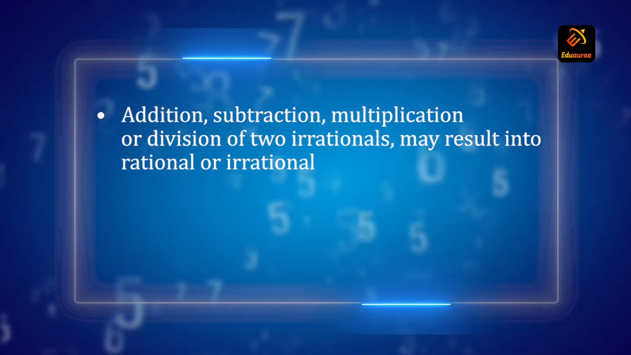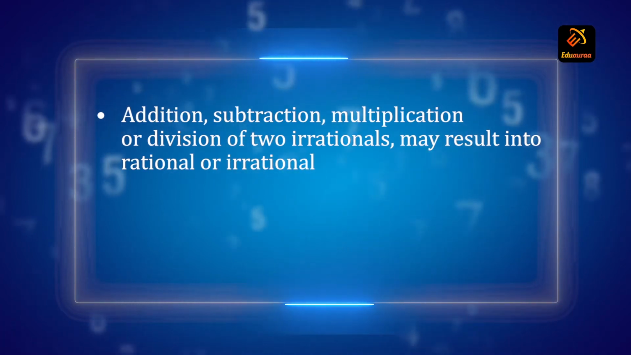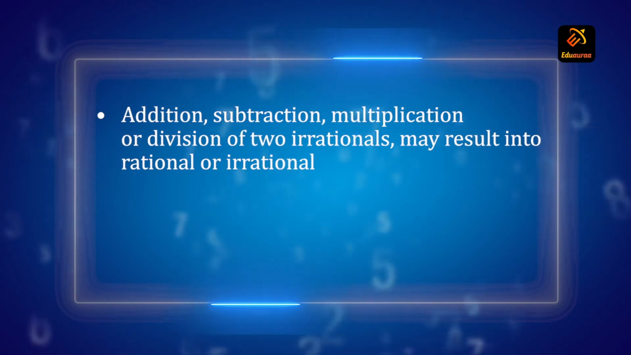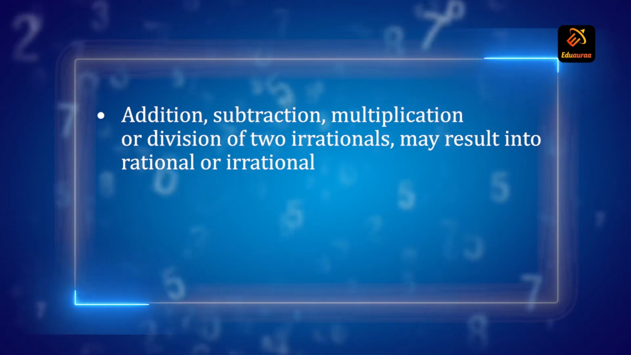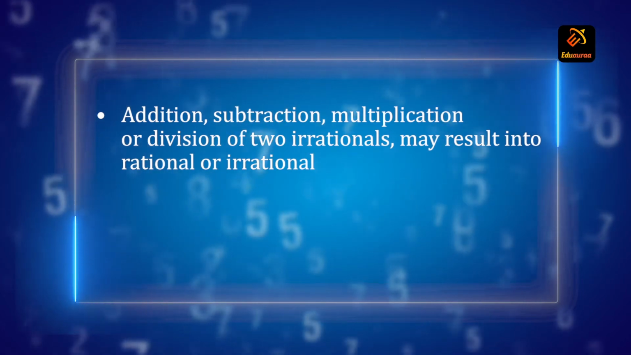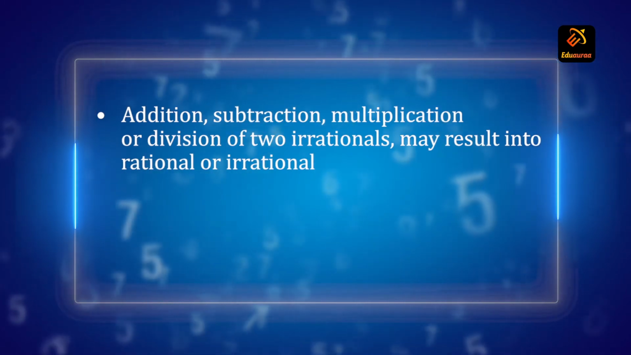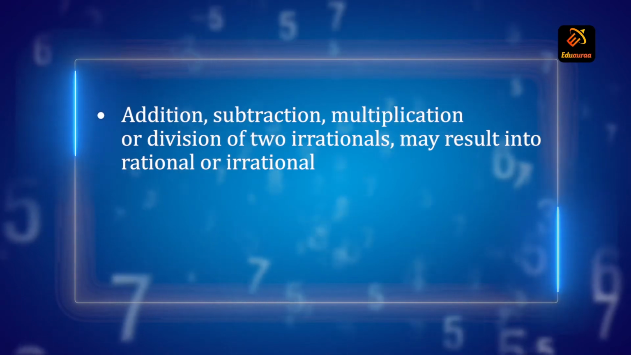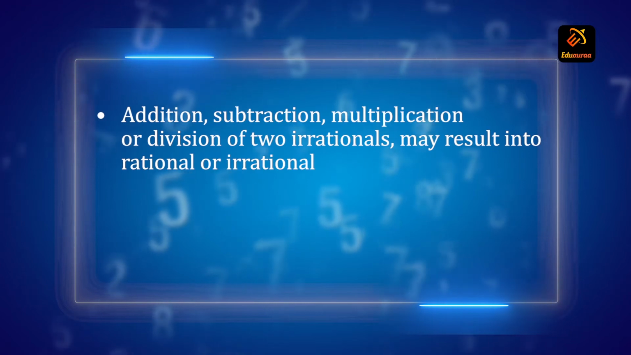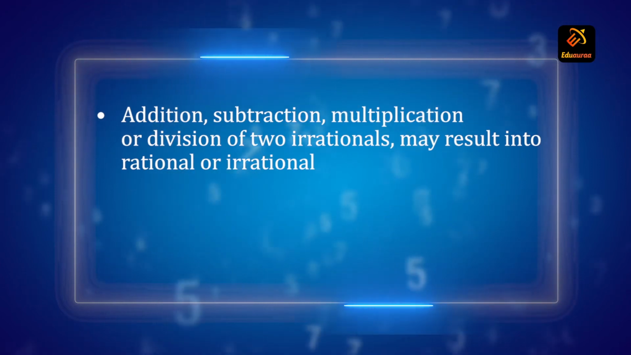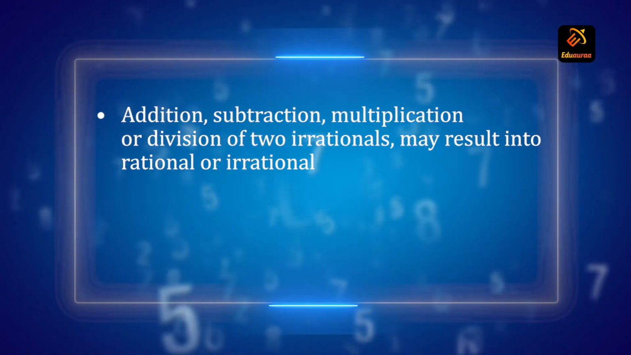So if you have root 2 upon root 2, you have 1. Root 2 is irrational, root 2 is irrational, but 1 is rational. So nothing can be said, students, about the product, ratio, sum and difference of two irrational numbers. You can have root 2 minus root 2, you get 0, which is rational.